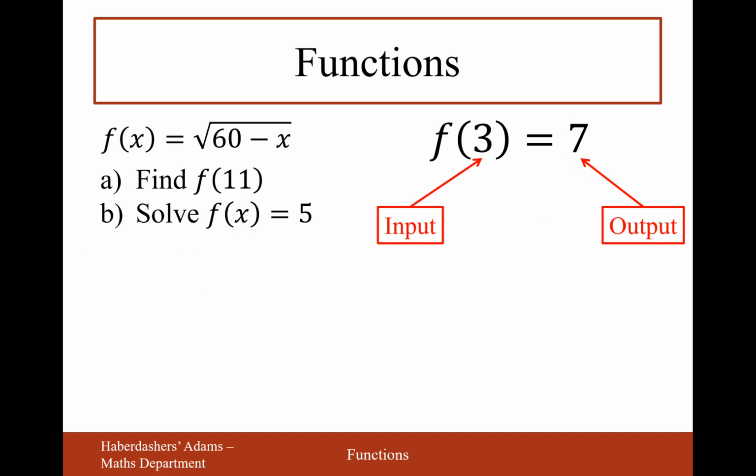Okay, so pause the video and have a go at this question now. Okay, so for part A, what does it want you to do? Part A just wants you to input the number 11 into the function. So f of 11 equals the square root of 60 minus 11. 60 minus 11, that's 49, and the square root of 49 is 7. So 7's the output if the input is 11.